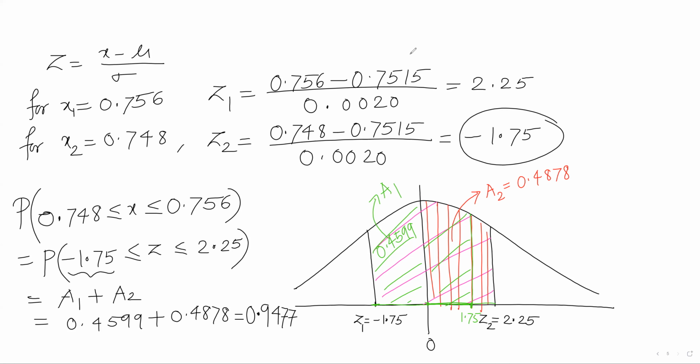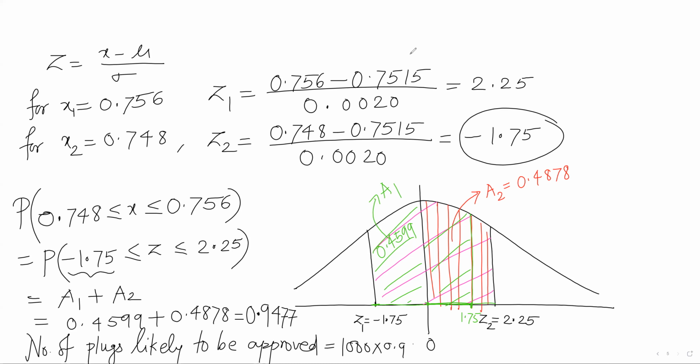Correct? For one plug. Now we are evaluating it for how many plugs? 1000 plugs. So the number of plugs likely to be approved or acceptable is 1000 into 0.9477. And what will be the answer? There are 3 zeros, so it is 947.7.